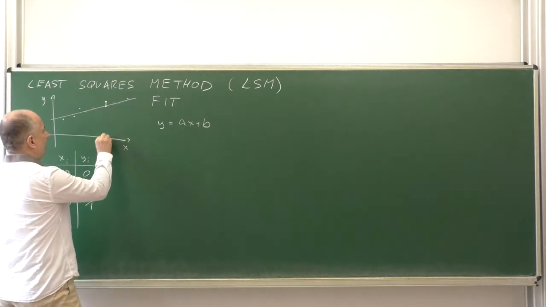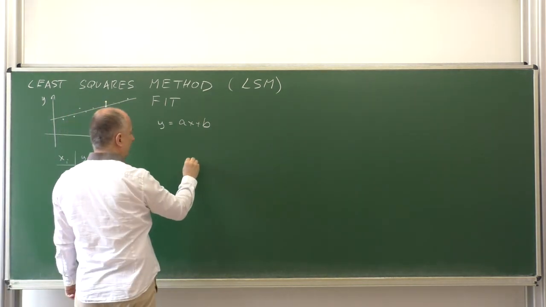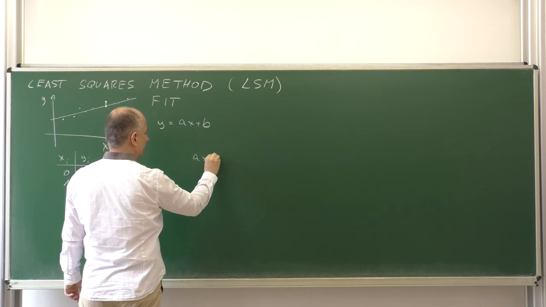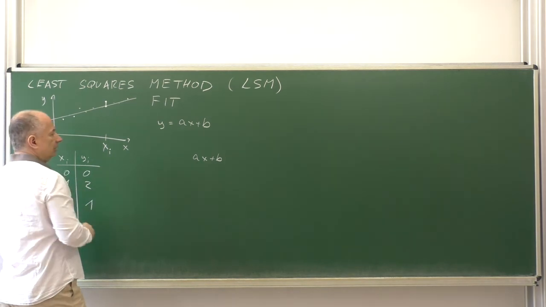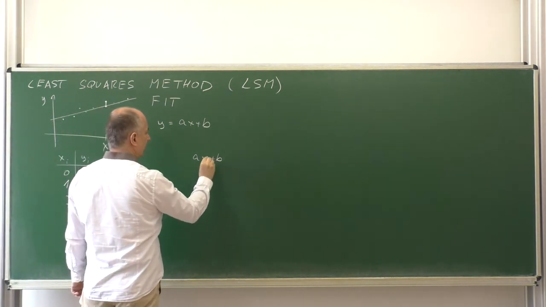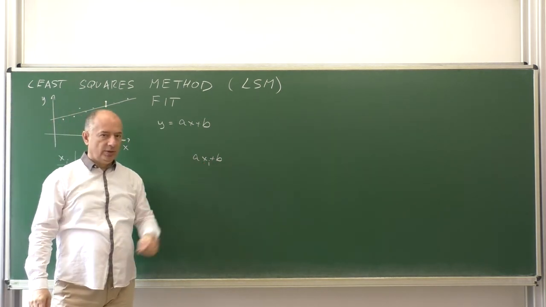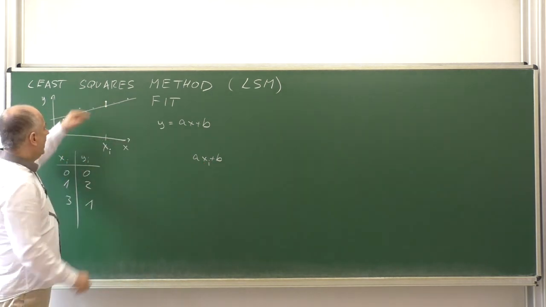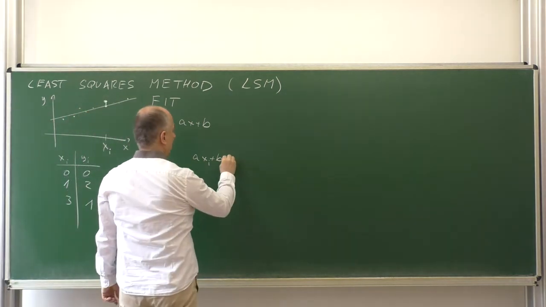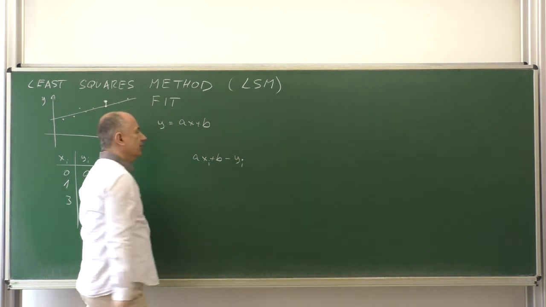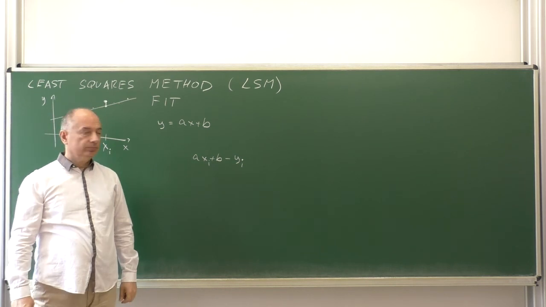For one single x, the point on the line is ax plus b. If this is for some particular measurement point xi, then the value on the line is axi plus b. And this point is the measured value, yi. So this difference tells us about this segment.